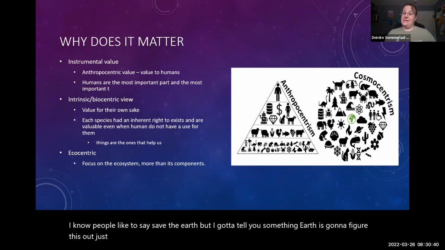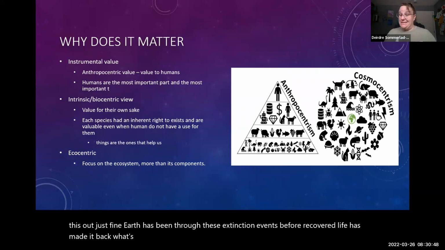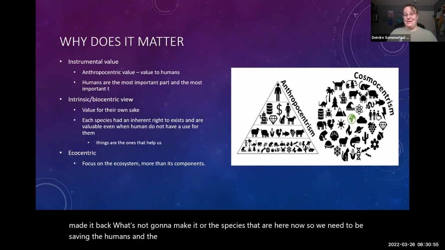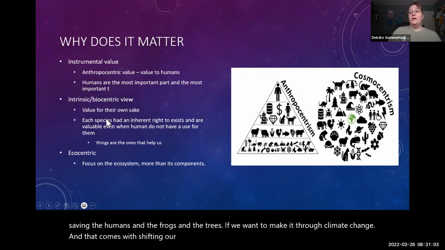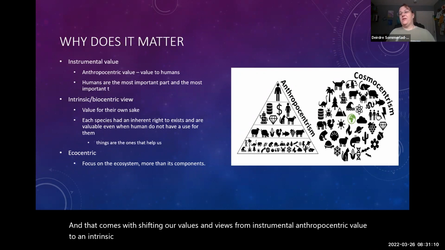Earth has been through these extinction events before, and it recovered. Life has made it back. What's not going to make it are the species that are here now. So we need to be saving the humans and the frogs and the trees if we want to make it through climate change. And that comes with shifting our values and views from an instrumental anthropocentric value to an intrinsic biocentric cosmocentrism view, which is things are valued for the sake of their existence.